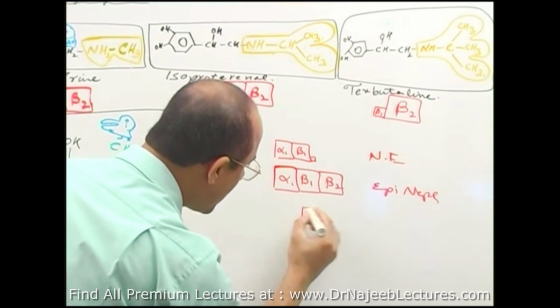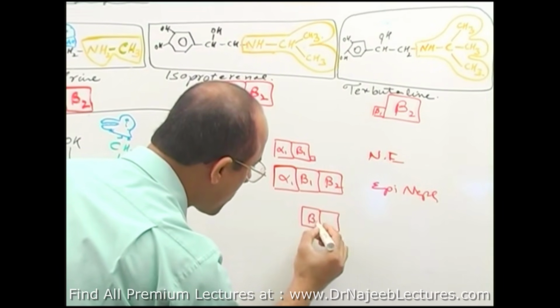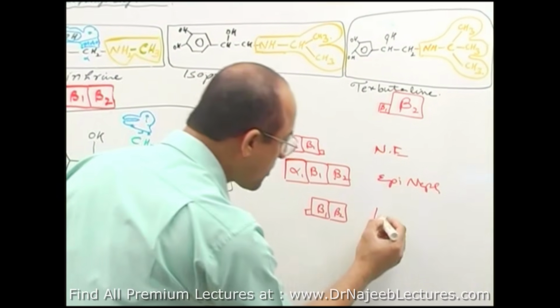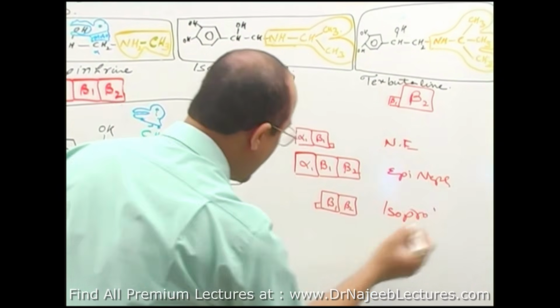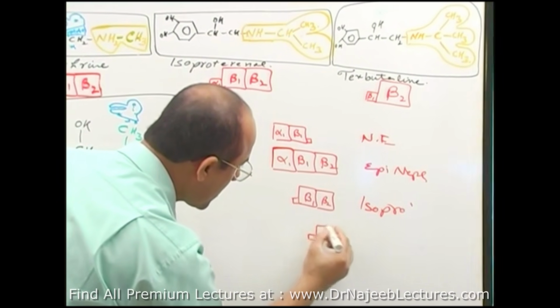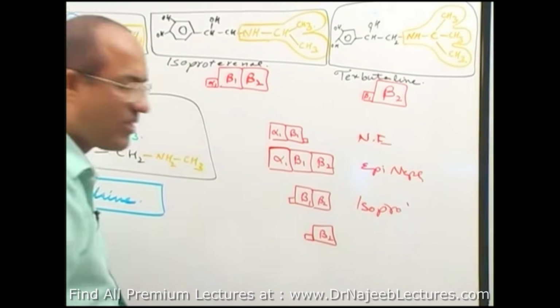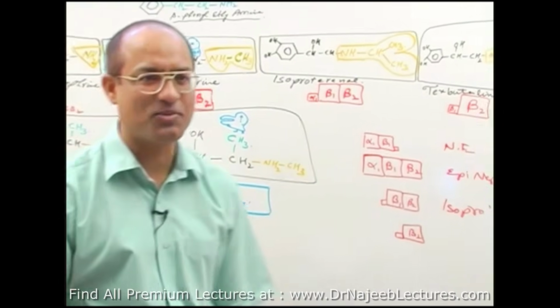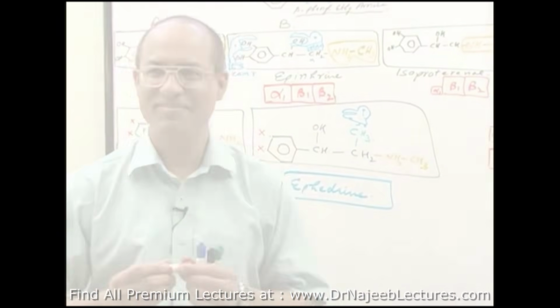There is another drug in which beta 1 and beta 2 actions are very strong, but there is very little alpha 1 action. Isoproterenol. Very good. And if I say there is a drug which has very little beta 1 action but strong beta 2 action, what is that? Terbutaline. That's great. Class dismissed. Thank you.